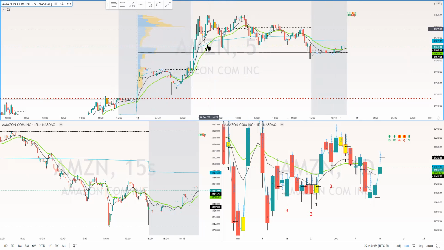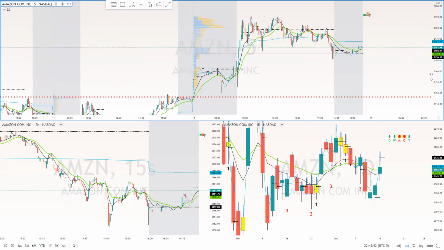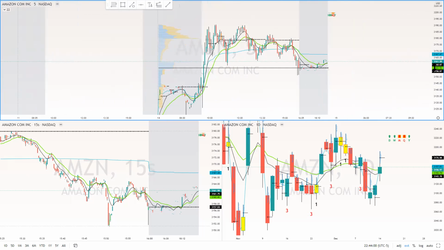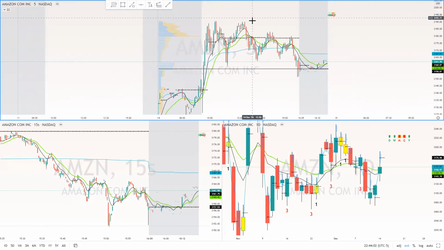Oftentimes we can look left, but you can see with Amazon, if we look left on the 5-minute, you'd probably have to go to a larger time frame to see what that magnitude is. But it's uncanny how well this will show you what the range is going to be for the day.